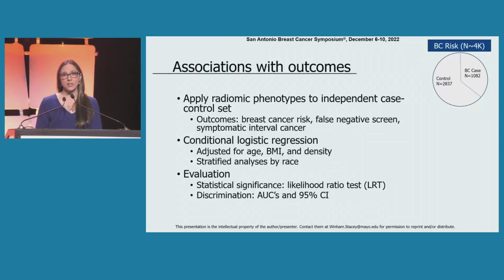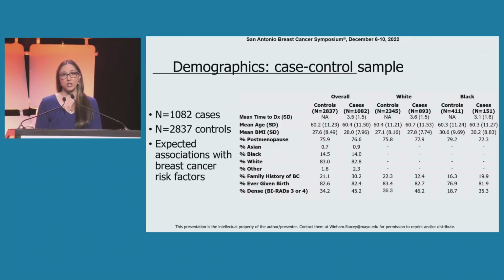Associations were assessed with conditional logistic regression, adjusted for age, BMI, and density. We also stratified analyses by race. In terms of evaluation of association, we used the likelihood ratio test to assess statistical significance, and we used AUCs and 95% confidence intervals to also assess discrimination.